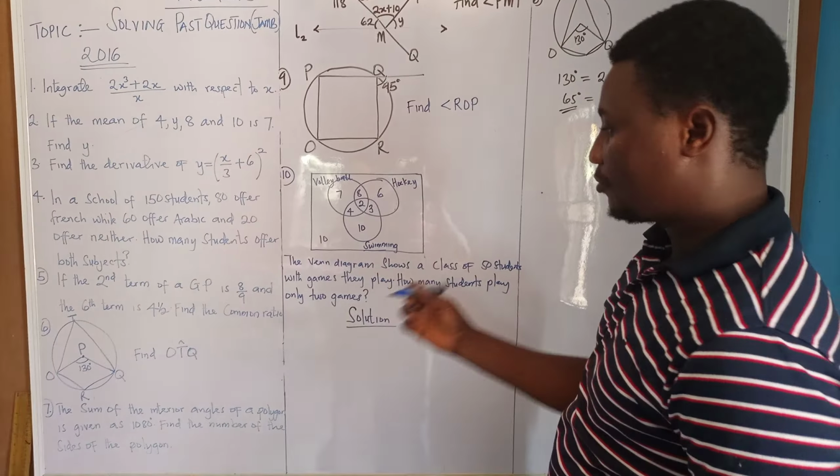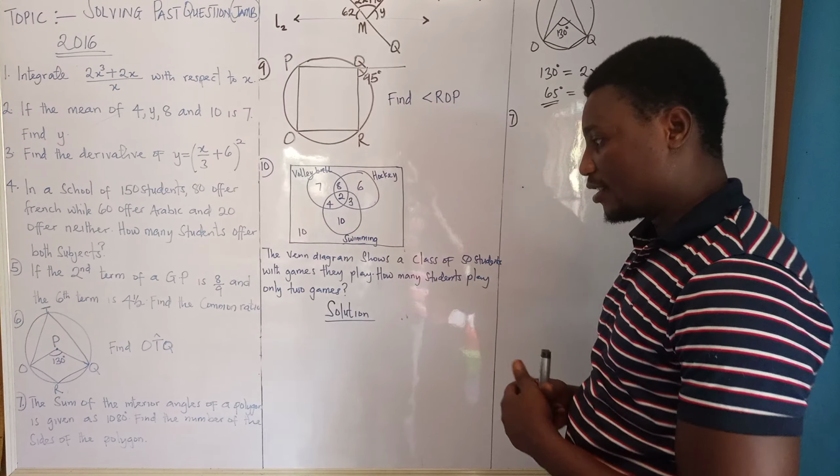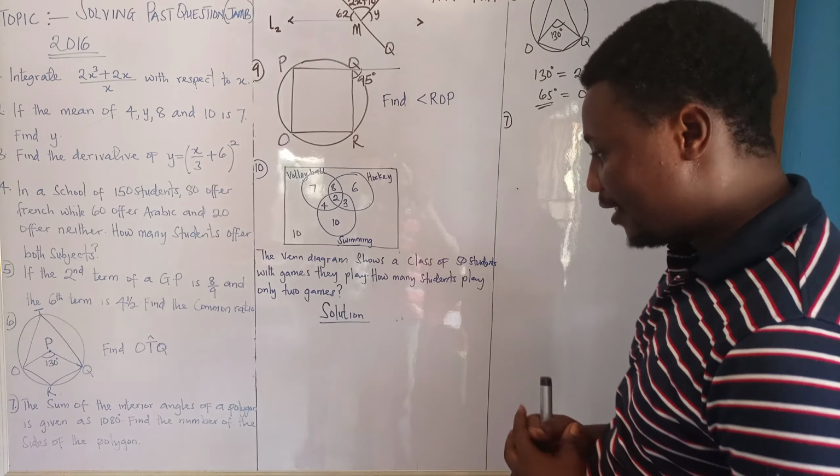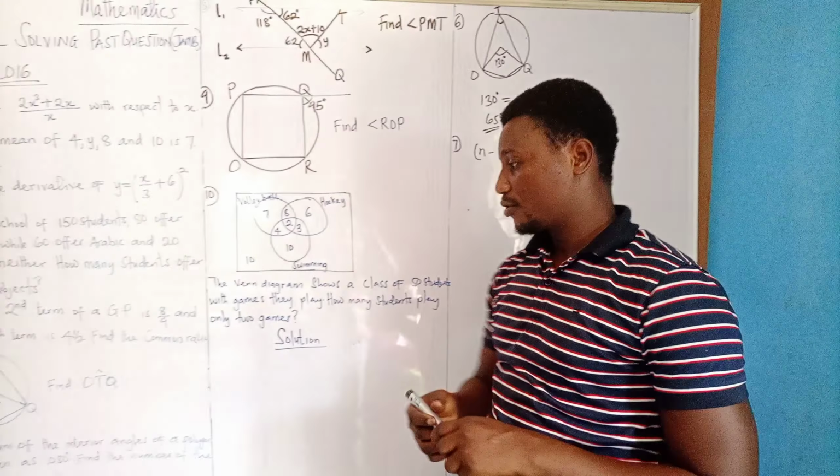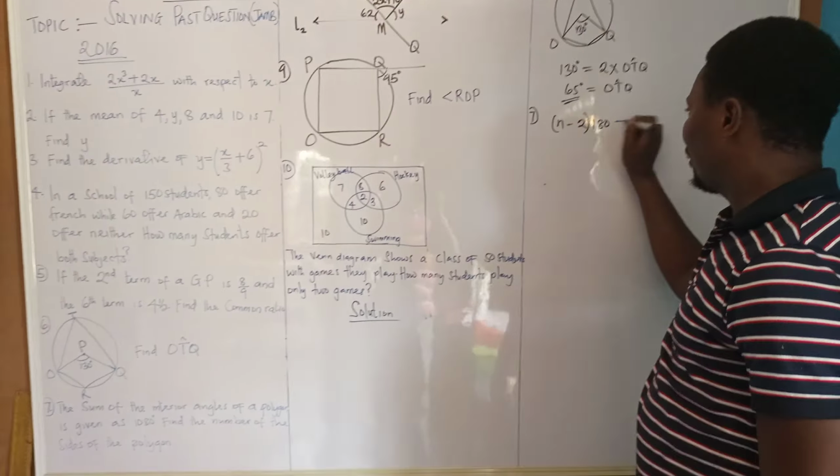Question number 7. The sum of the interior angles of a polygon is given as 1080 degrees. Find the number of sides of the polygon. If you can recollect vividly, the sum of angles in a polygon is given to be n minus 2, into bracket, 180. This is the sum of angles in any polygon. And that is given from the question to be what? 1080 degrees. Then in that case, we can find n.